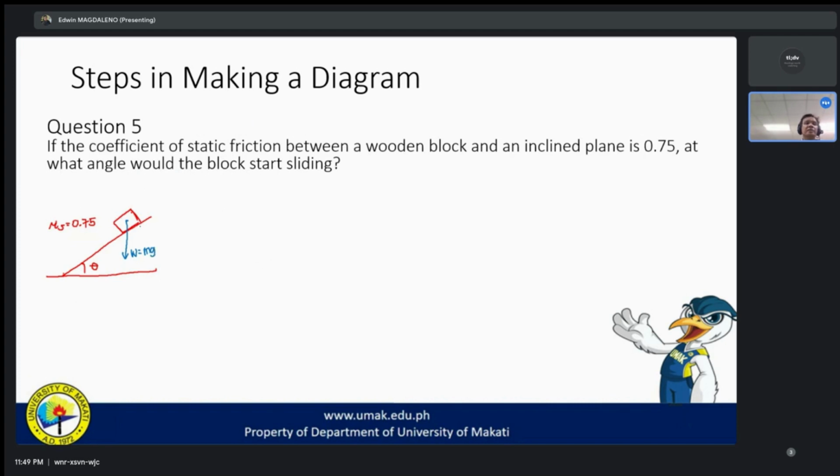We also have the normal force, which is always perpendicular to the surface. So we have here the normal force. And since there are no other forces acting on it that is making it go down or up, you could assume that what is keeping it from moving would be friction. So we have another force on the surface, which is friction. Okay? So we already have the forces on the object.